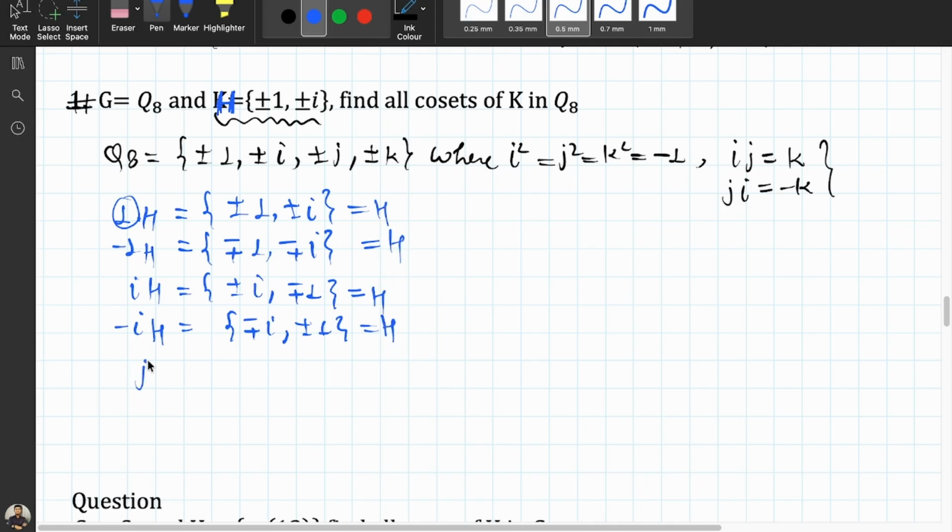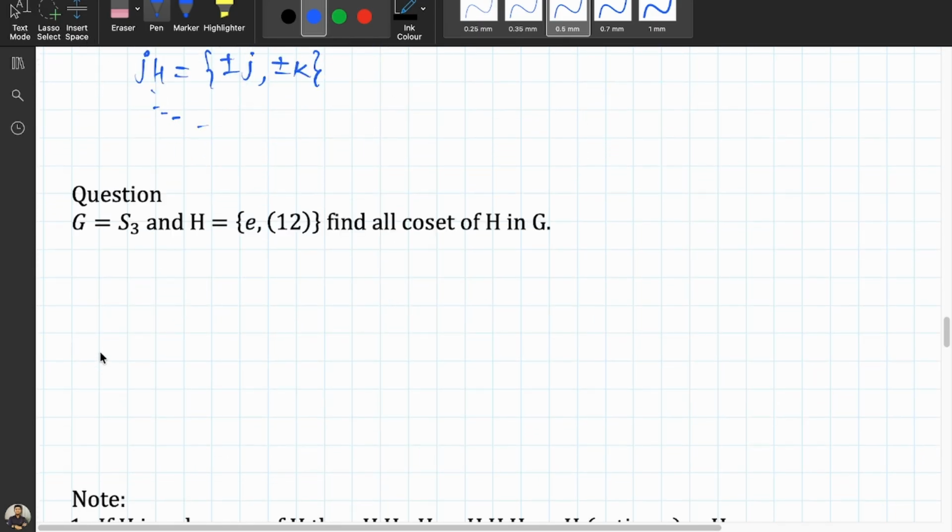now what about j into H? j into H is plus minus j. What about i into j is k, but j into i is minus k, then plus minus. Now it is not equal, because j is not belonging to this in the manner in all the quaternion group.